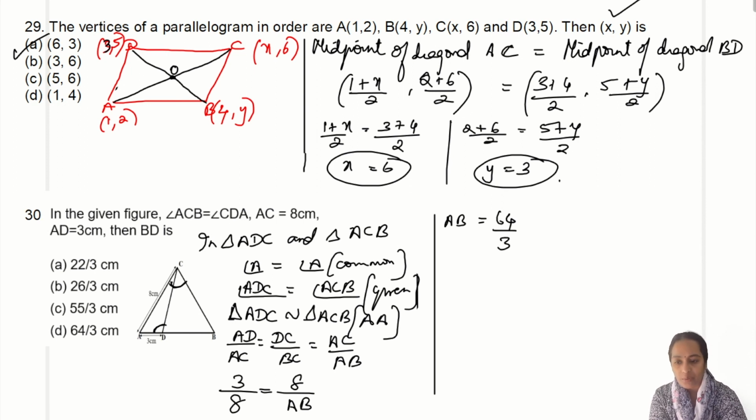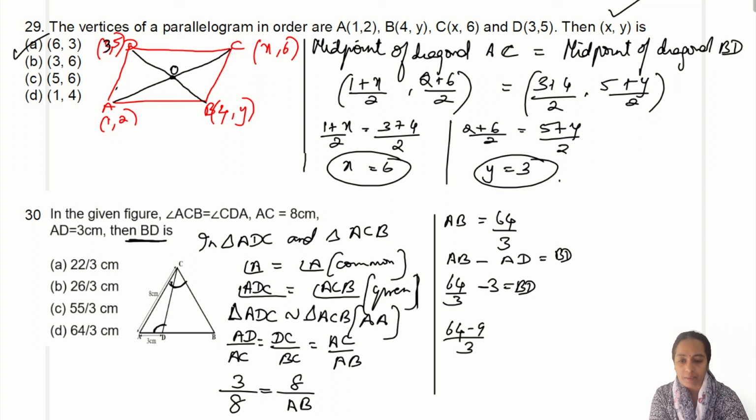Now again looking at the question, BD is asked. BD is AB minus AD. What is AB? AB is 64 by 3. What is AD? AD is 3. So BD equals (64 minus 9) by 3. 64 minus 9 will be 55. 55 divided by 3 is my answer, which is option C.